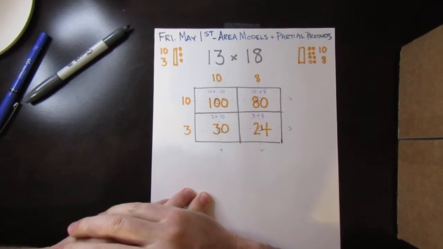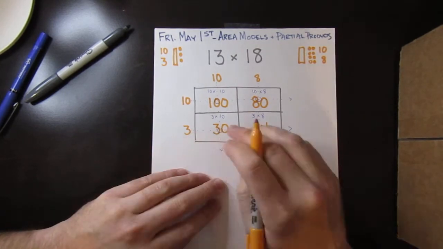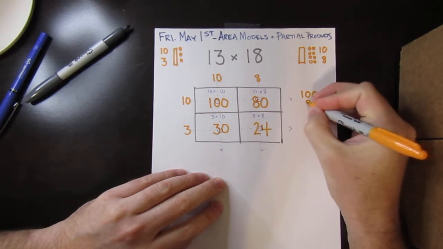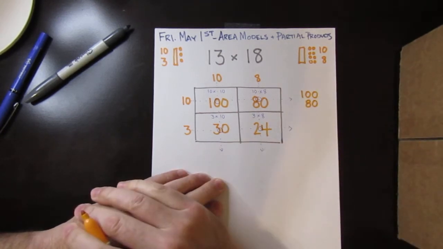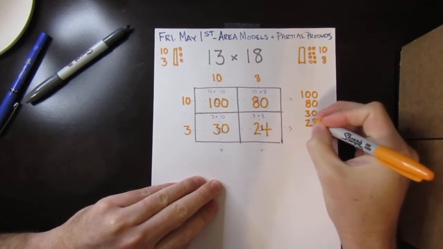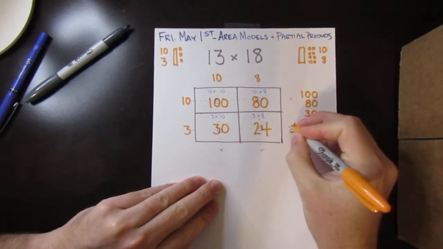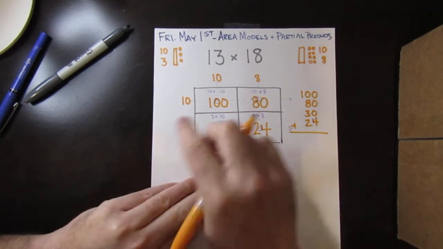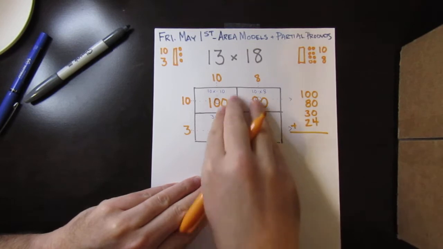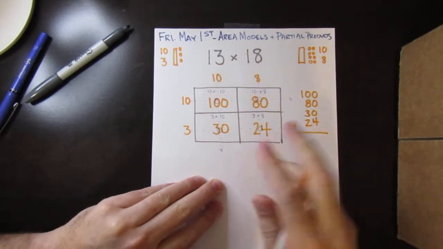All right, so what do I do with all these numbers now? Well, I'm going to add them up. I'm going to take the 100 and the 80, and I'm going to stack them, just like that. And then I'm going to take my 30 and my 24. I'm going to stack them up. I'm going to add all this stuff, because in total, right, all 4 of these parts tell me what 13 times 18 is. So let's add this up.